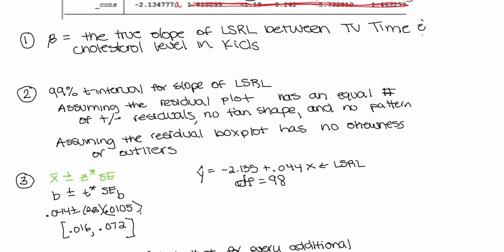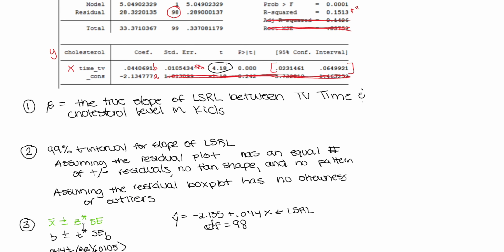Moving on to step 3. Remember the formulas we're using to calculate the z interval and t interval. For the z interval, it will be x bar plus or minus z star times standard error. For the t interval, it will be b plus or minus t star times SE sub b. So it's rearranged a little bit, or the format is exactly the same, but the letters are just shifted a little bit. So all you want to do is plug in the values from our computer printout.